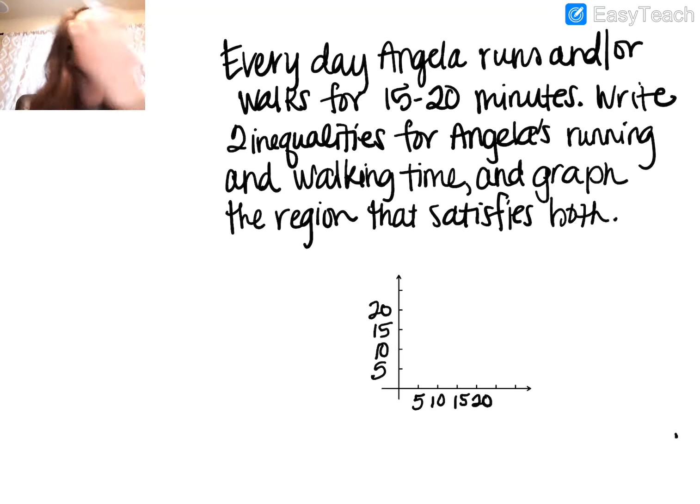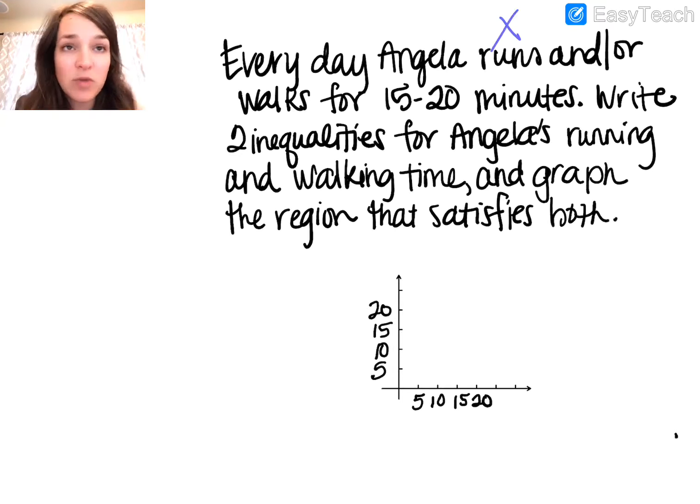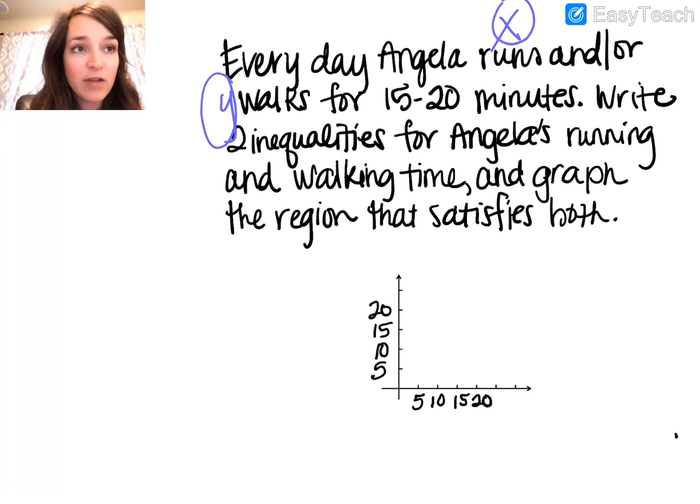So she runs and or walks. First, it's important to identify what our variables are. We don't know how much time she spends running, so we'll call that x. We don't know how much time she spends walking, so we'll call that y, okay? So we've identified what x and y stand for. Now we know that she's going to do that for 15 to 20 minutes.